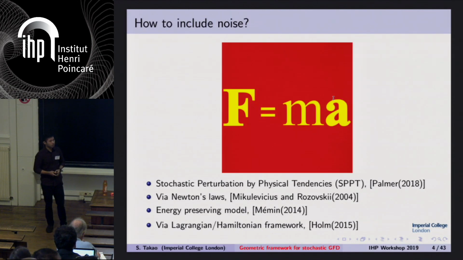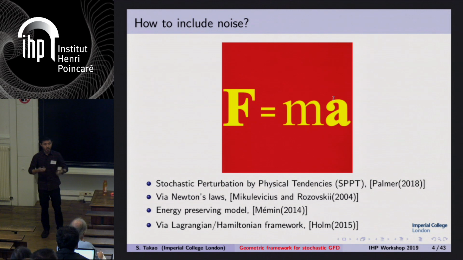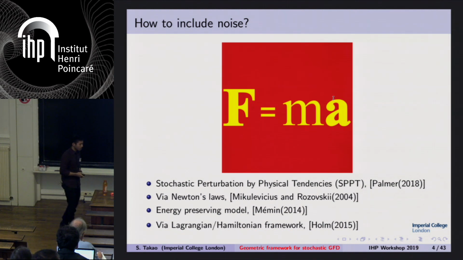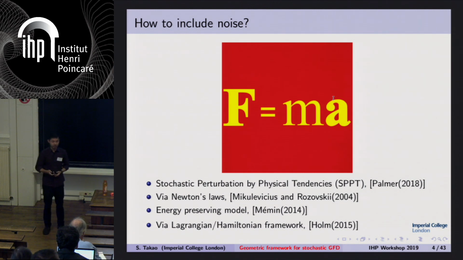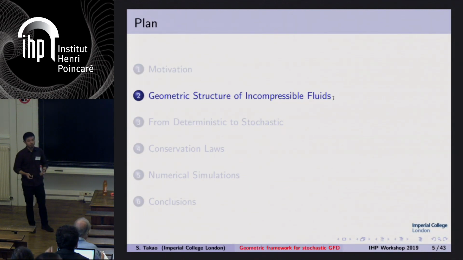What we would like to do is to derive a stochastic fluid equation from principles of Lagrangian or Hamiltonian mechanics so that it acquires all the benefits of Lagrangian and Hamiltonian mechanics. If you want to consider a stochastic model for more complicated equations, you can do this by this framework. My supervisor, Daryl, often likes to talk about the Lagrangian framework, but I have a preference for the Hamiltonian side. So I'm going to talk about the Hamiltonian point of view of these equations. All right, so let me talk about the geometric structure behind incompressible fluids, the Hamiltonian structure.